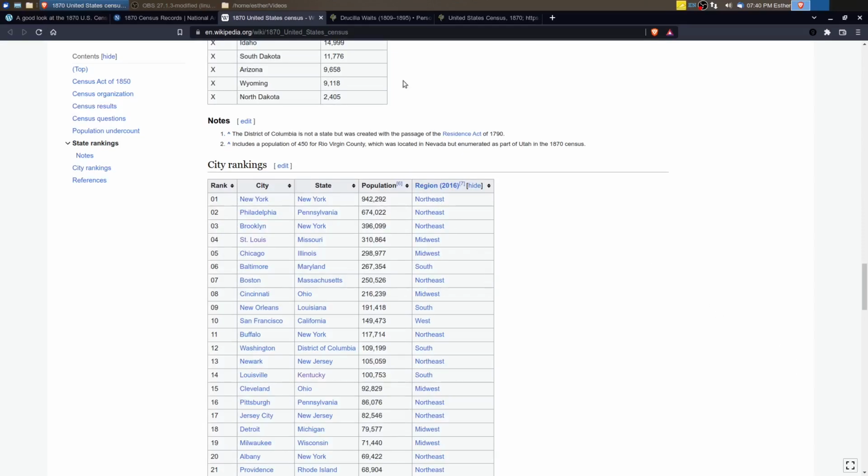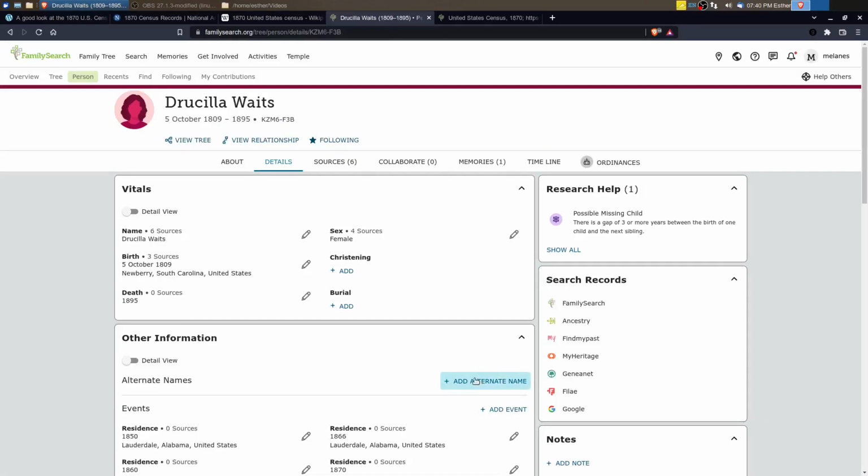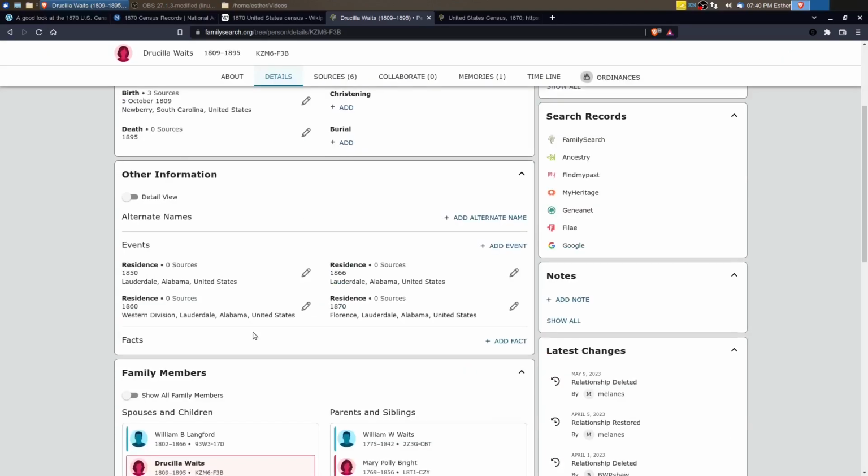All right, so let's look at a person who was counted in the 1870 census. We're going to look at Drucilla Waits. We know that she was born in October 1809 in South Carolina, and her death date is assumed. There's no evidence for it being in 1895, so that date there is questionable.